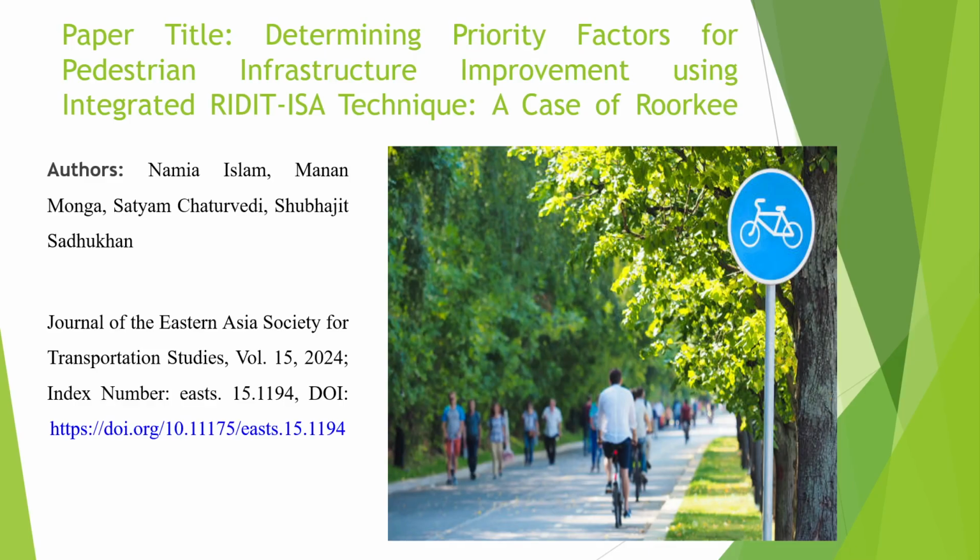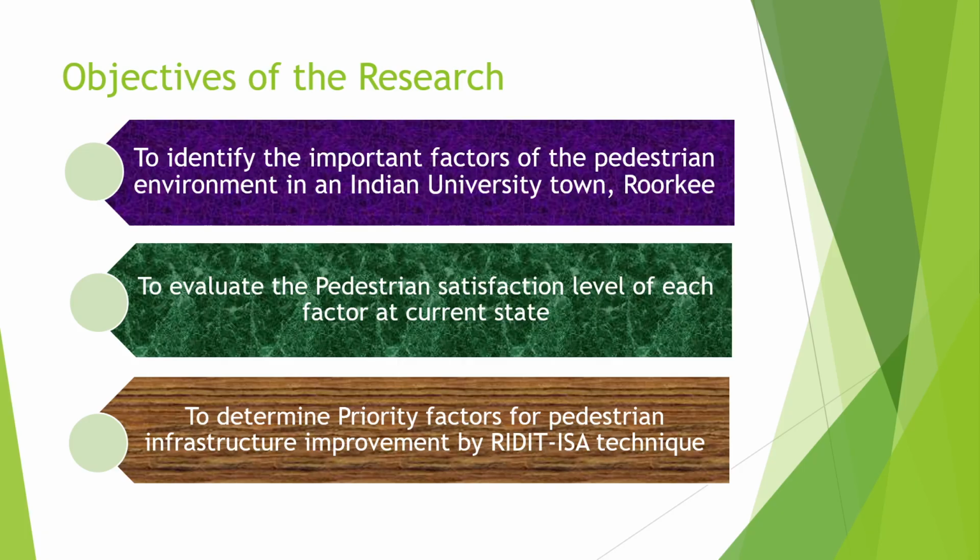The title of my paper is Determining Priority Factors for Pedestrian Infrastructure Improvement Using Integrated RIDIT ISA Technique. It was a case study of Roorkee. I'll review this paper, and here are the names of the authors. This paper was published in the Journal of the Eastern Asia Society for Transportation Studies, and here we can see the index number of this paper.